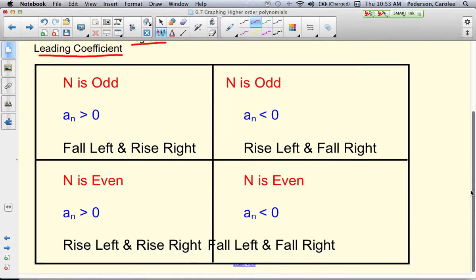All right, in this set of 4 boxes, I'm going to explain what they mean. In the red is identifying what the degree is. So if the degree, that's your n, is odd, you're looking at examples like a cubic function or a quintic. Again, if the degree is odd, it's going to be a cubic or a quintic.